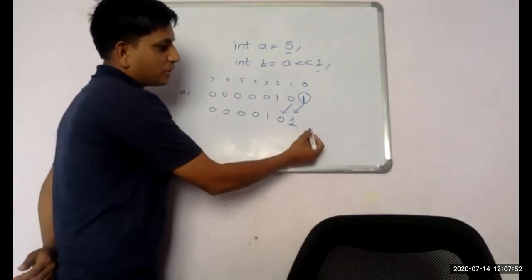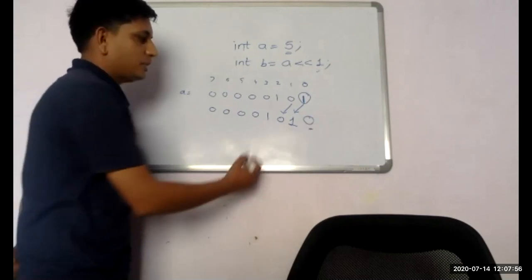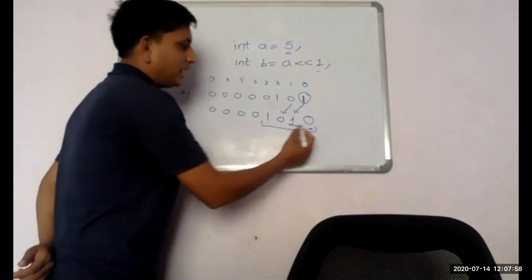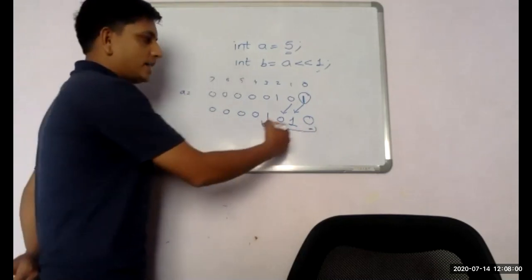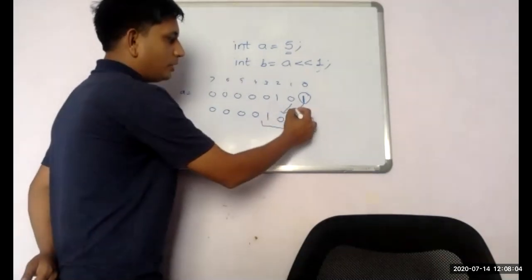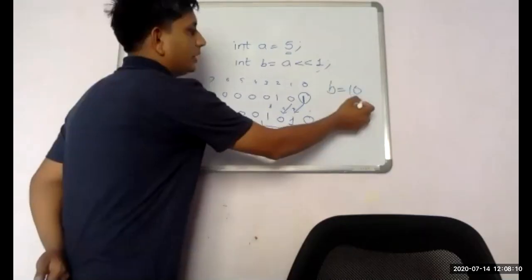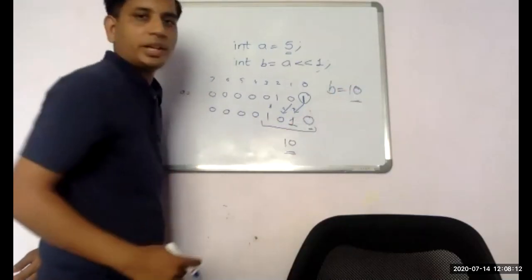So what about the 0th position? At the 0th position, a new 0 is added. Now just find the value here: 1010 means 1, 2, 4, 8, so 8 plus 2 is 10. The value of B is equal to 10 here.